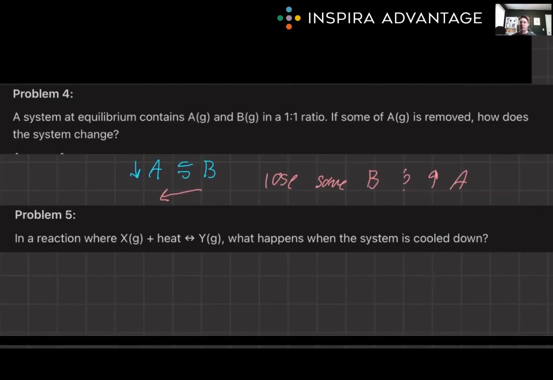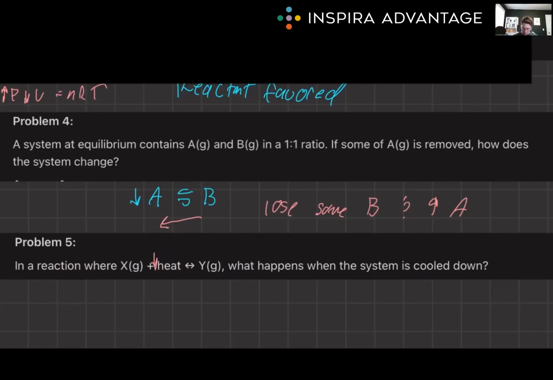On to the last problem before you've mastered Le Châtelier's principle for the MCAT. In a reaction where X gas plus heat makes Y gas, what happens when the system is cooled down? Well, cooling down the system is going to basically just remove some heat. So I'm going to say that's a down arrow. Now, when we remove the heat, the reaction will shift to the left to compensate, causing fewer products Y and more reactants X.